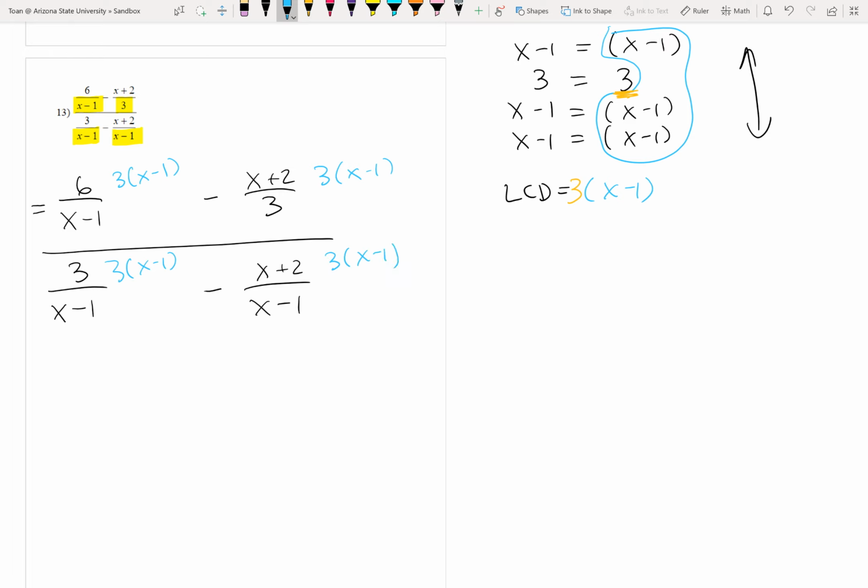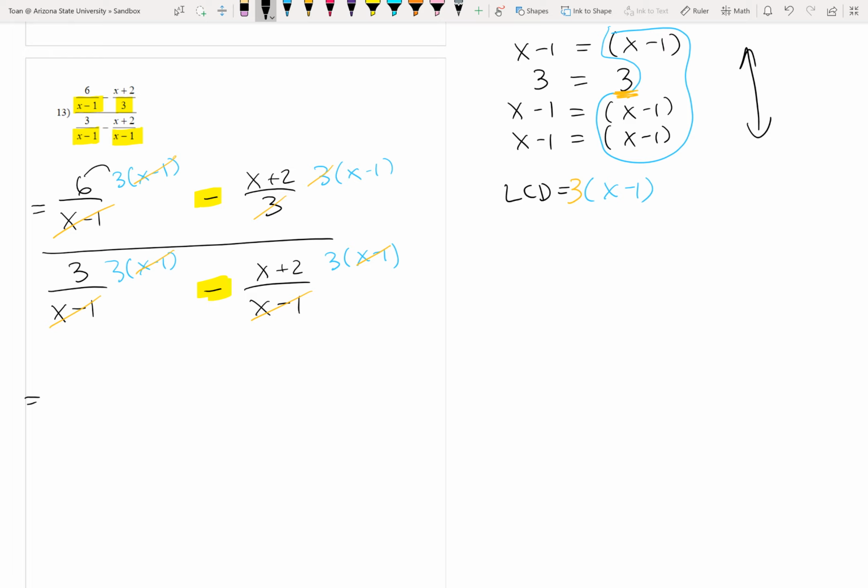If we played our cards correctly, since we're using the LCD, all the denominators should cancel out. x minus 1s cancel, 3s cancel, x minus 1s cancel, x minus 1 cancels, and then all you've got to do is just multiply the rest. Be very, very careful. When it comes to subtraction, as we do here, you actually have to distribute that negative as well. A common mistake students make is they forget to distribute that negative.